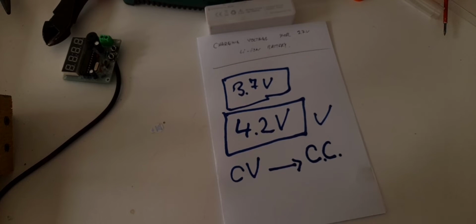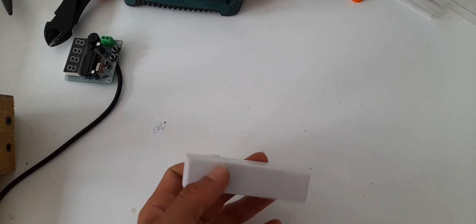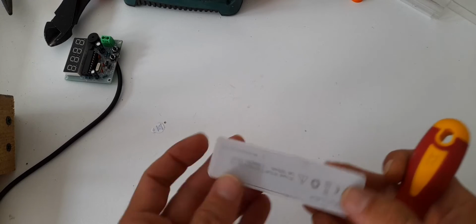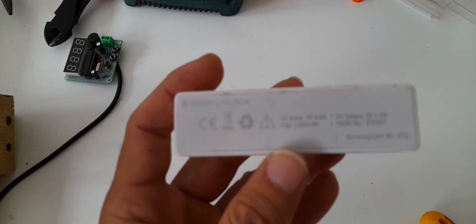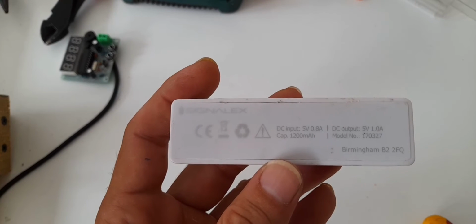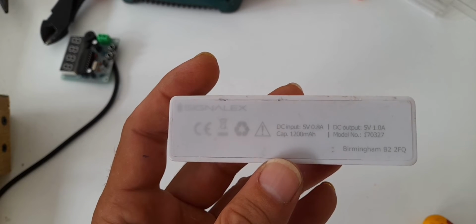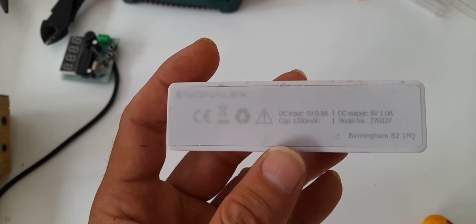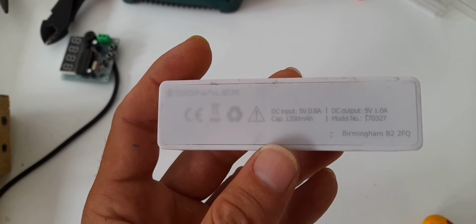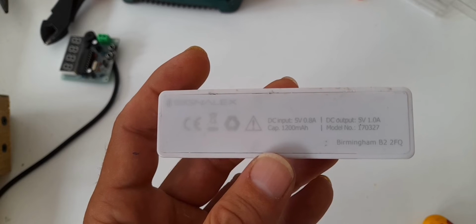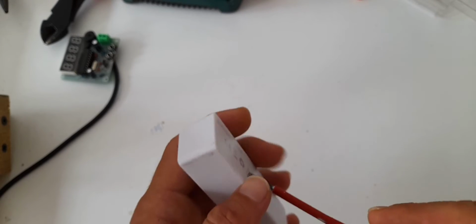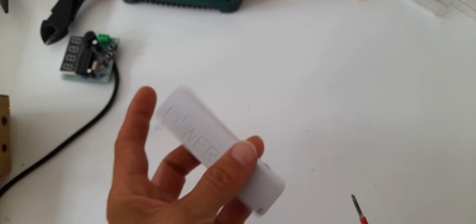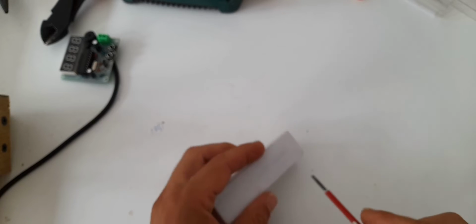All right, so let's get started. For this project, I did choose a power bank like this one. This is a common one. Let's see if it's going to focus. Here you go. Input 5 volts, 0.8 amperes, capacity 1200 milliamps, output 5 volts, 1 amp. This is a common power bank from a pawn shop.